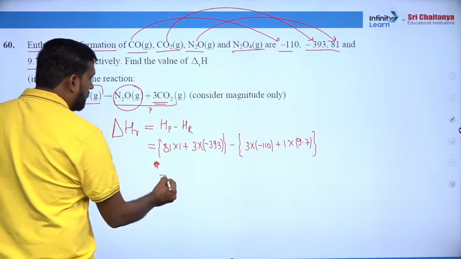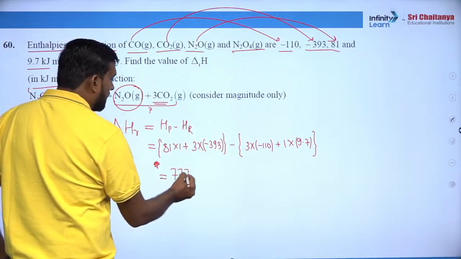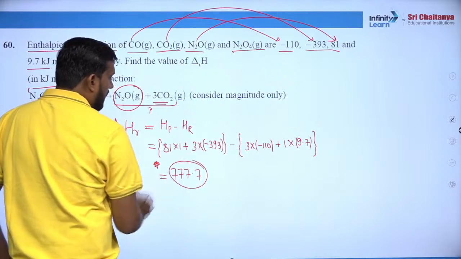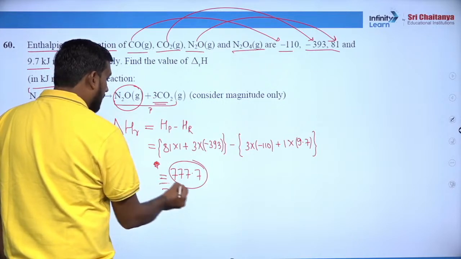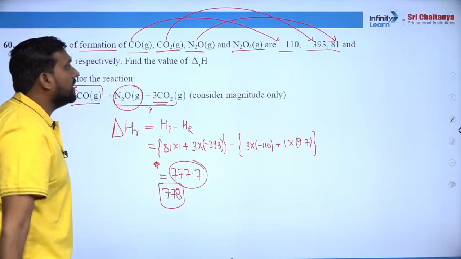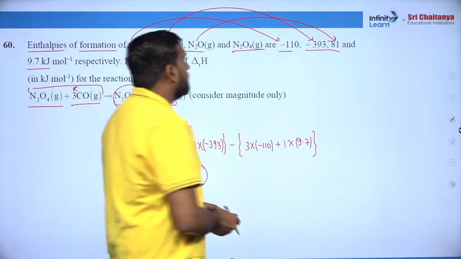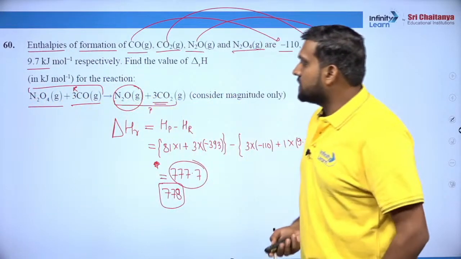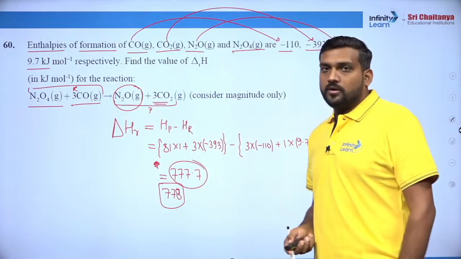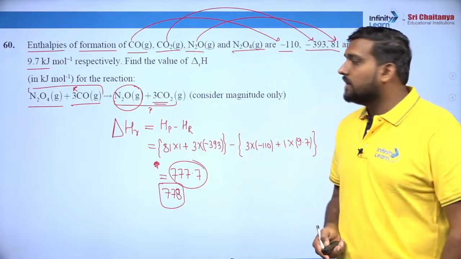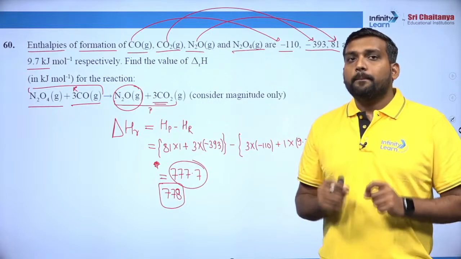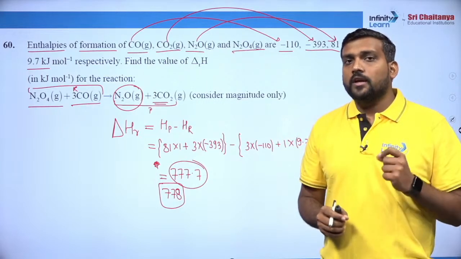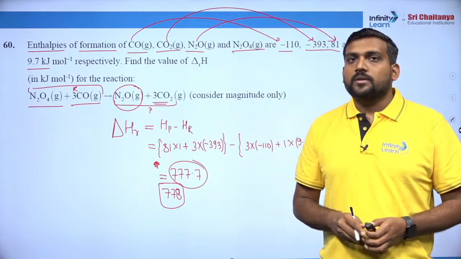If you solve it, it comes out to be 777.7, and you have to mark your answer to the nearest integer, so it will be 778. This is the correct answer, and this completes our discussion of the chemistry test paper for the JEE mock test. I hope all questions are clear. If you have any doubt in any of the questions, please go to that question and watch that video again. So that's enough for today.